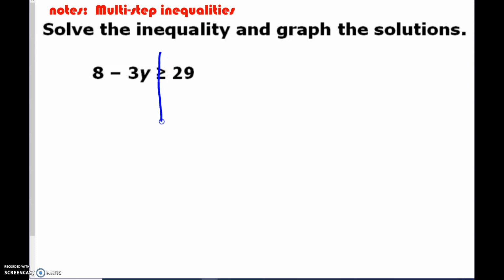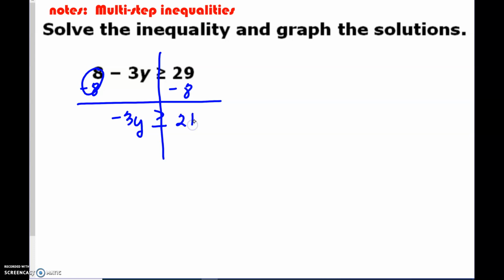So we're going to solve this. We want to get y by itself. So the first number I am going to move is going to be an 8. And so this is a positive 8. So I'm going to subtract 8 from both sides. And the whole point of me doing this is for this to cancel out. And you're left with negative 3y. So we have one less thing. Now we subtracted, so there's no flipping. And 29 minus 8 is 21.